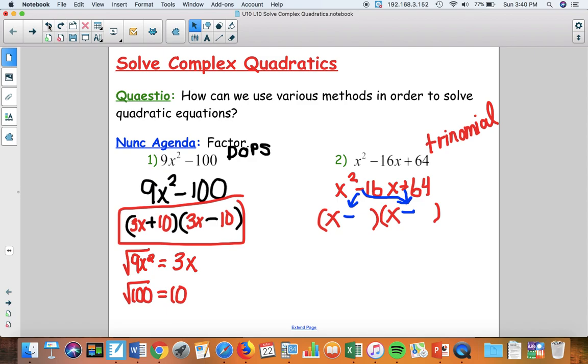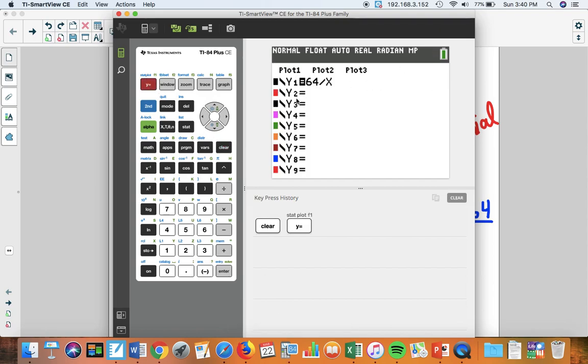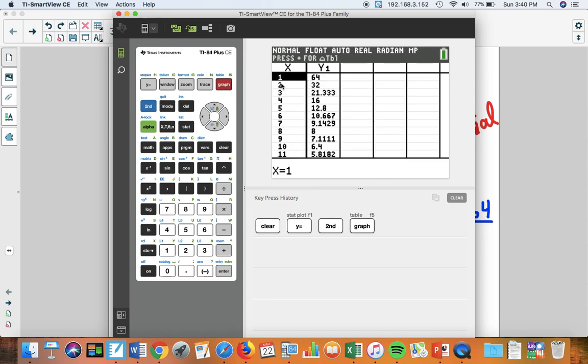Now to find the numbers that go in there, we have to find the factors of 64. There is a way to do this in your calculator. So in your calculator, what you can do is go to y equals, do 64 divided by x, and then look at the table. All of your whole number pairings are your factors. So we have 1 and 64. We have 2 and 32. We have 4 and 16. And we also have 8 and 8.